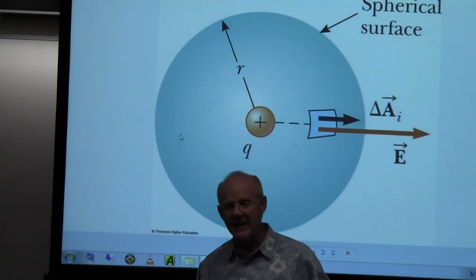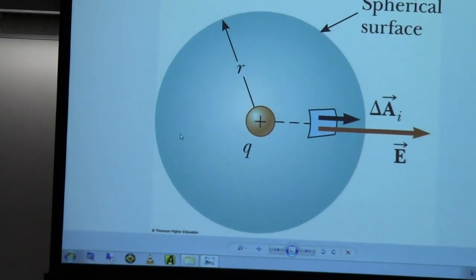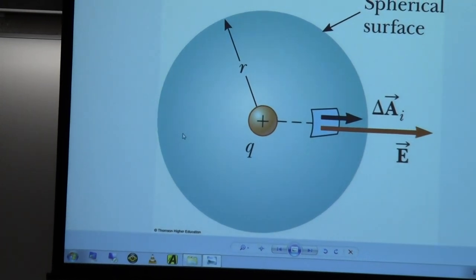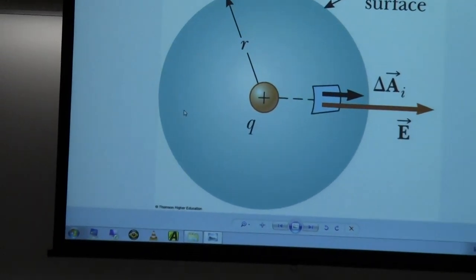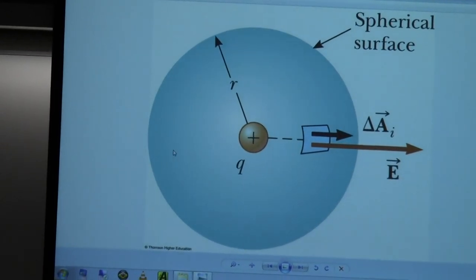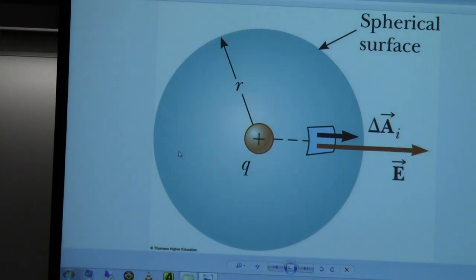We often will call this a Gaussian surface. Now, I could have made any closed surface. Fair enough? So why choose the spherical one? What's going to be nice about this one? There's a lot of symmetry in here.